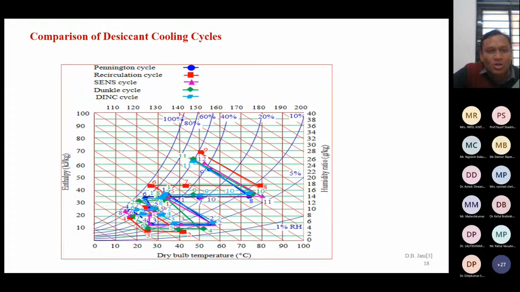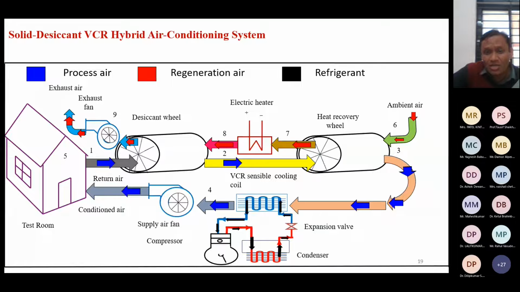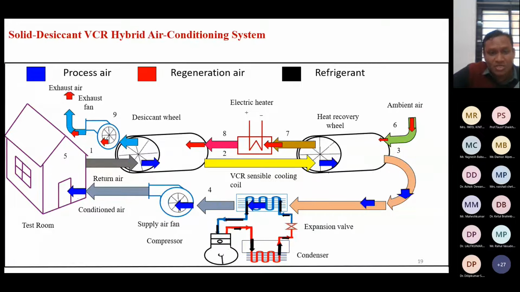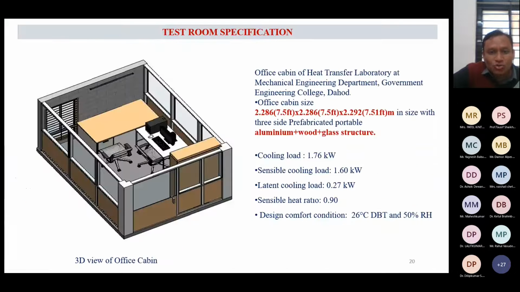Moreover, from the literature, I obtained which cycle has the highest COP and highest performance capacity. That is the recirculation cycle. I can explain this cycle experimentally. Over here, this is my cabin in which I'm sitting, and the dimensions of this cabin are 7.5 by 7.5 by 7.5.